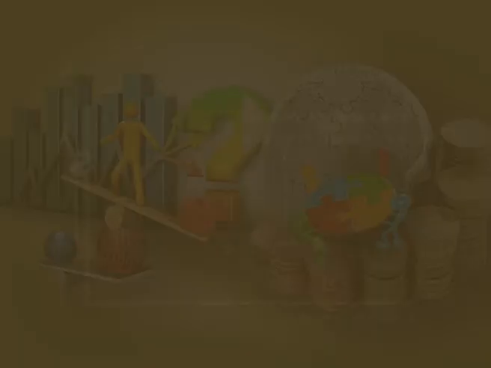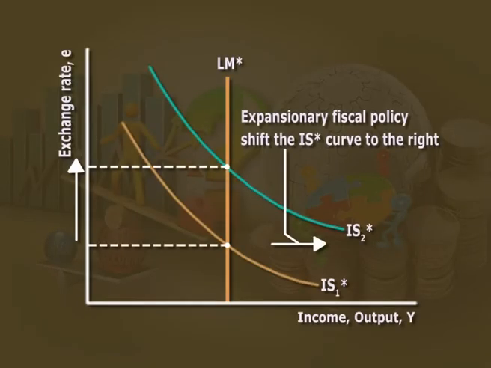Let us suppose that the government increases expenditure by increasing government purchases or by cutting taxes. When the government adopts such an expansionary fiscal policy, it increases expenditure that will shift the IS curve to the right. The effect of fiscal policy is different on a small open economy and on a closed economy. The graph shows that an increase in government purchases or a decrease in taxes shifts the IS curve to the right. This will raise the exchange rate but has no effect on income.